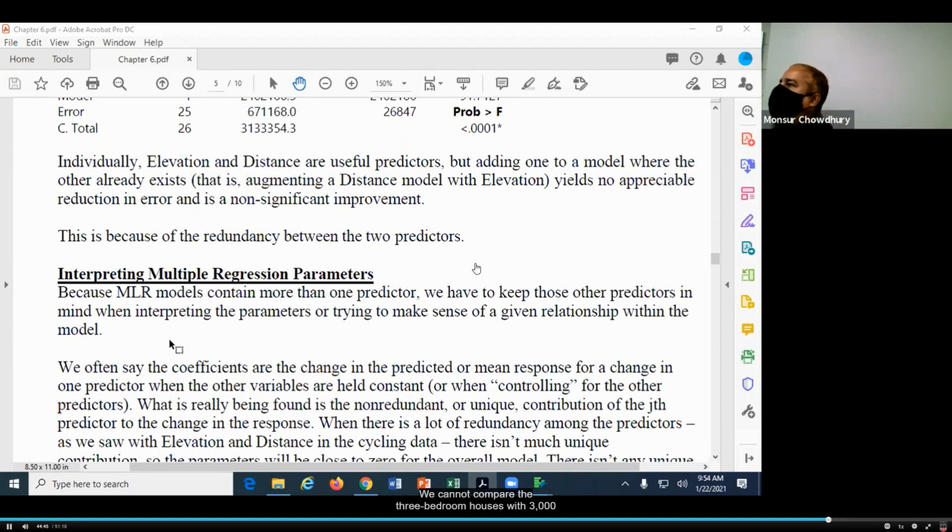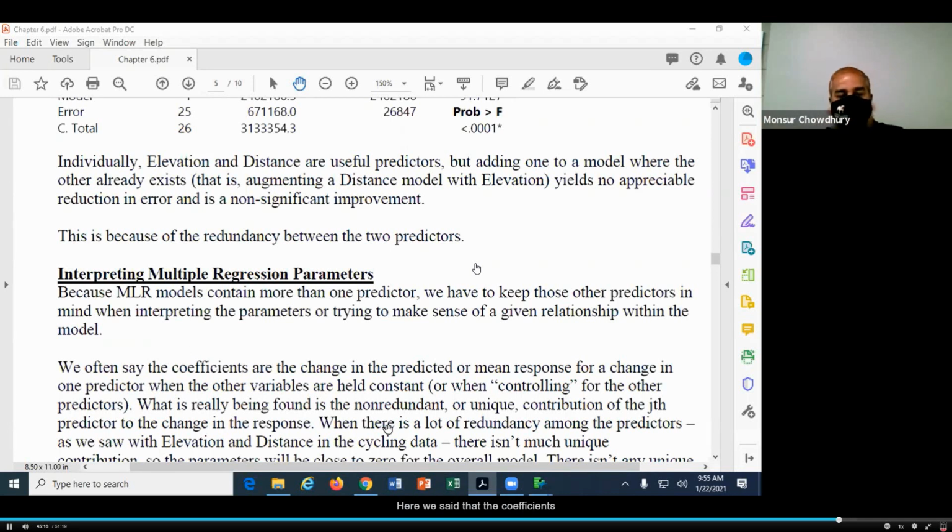We cannot compare the 3-bedroom houses with 3,000 square feet and another 3-bedroom houses with 2,000 square feet, because they cannot be compared. We need to keep the same living area and then change the number of bedrooms, and if we see that there is a change in the response variable, that makes sense. So this is what we mean by fixing or controlling the effects of the other variables.